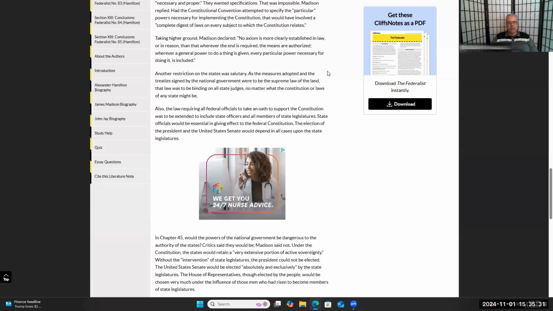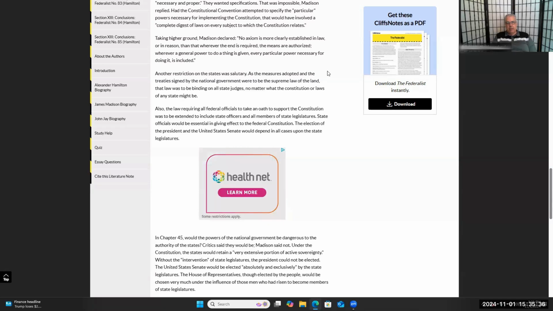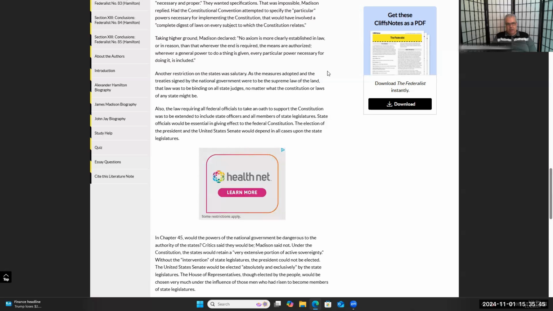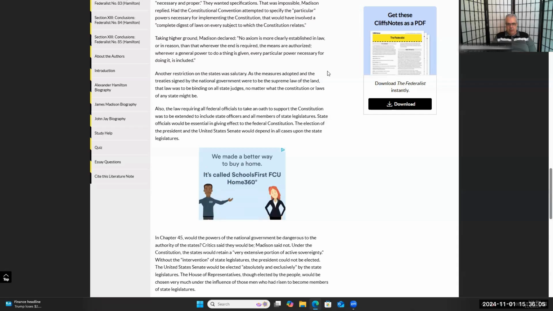That's how it goes. Taking higher ground, Madison declared, no axiom is more clearly established in law or in reason than that which, wherever the end is required, the means are authorized. Wherever a general power to do a thing is given, every particular power necessary for doing it is included. Another restriction on the states was salutary. As the measures adopted and the treaties signed by the national government were to be the supreme law of the land, the law was to be binding on all state judges, no matter what the Constitution or laws of any state might be.